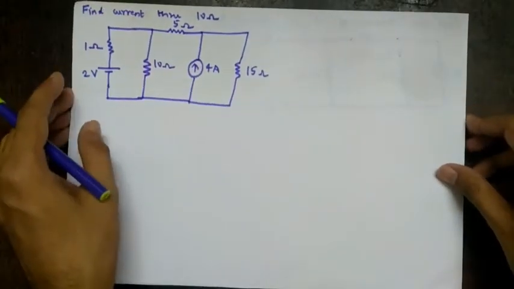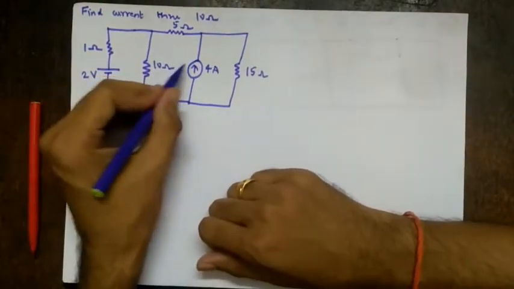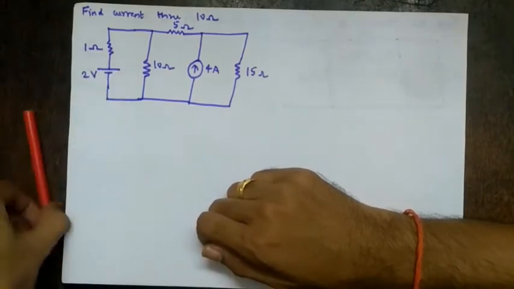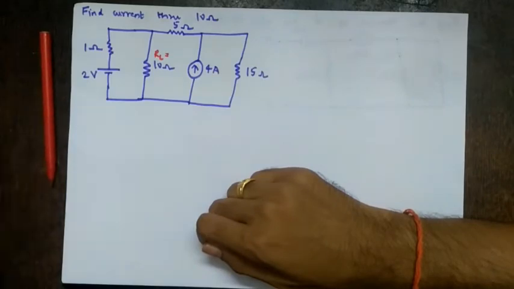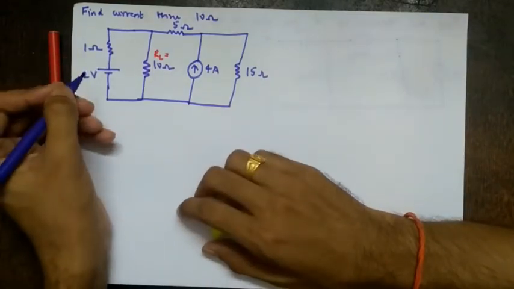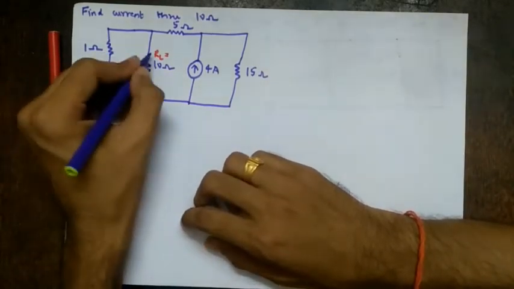So the question is, find the current through the 10 ohms resistor. As you see, they all are independent sources. So first locate the 10 ohms resistor. This is our load resistor, so RL equals 10 ohms. So what do we do? We have to find the current through this.